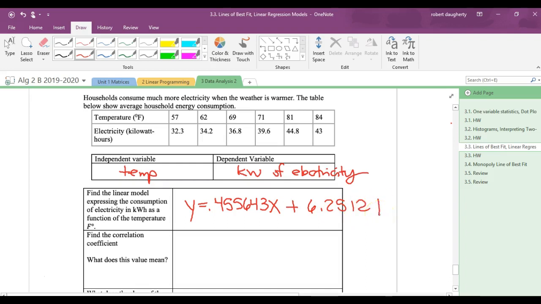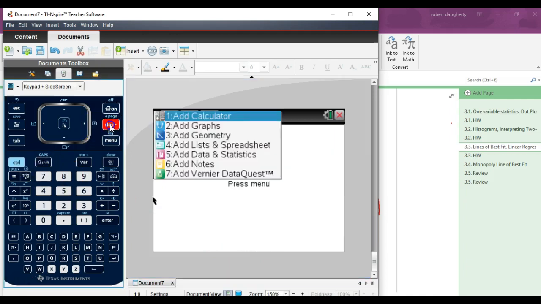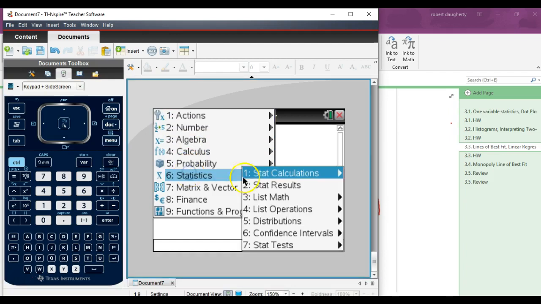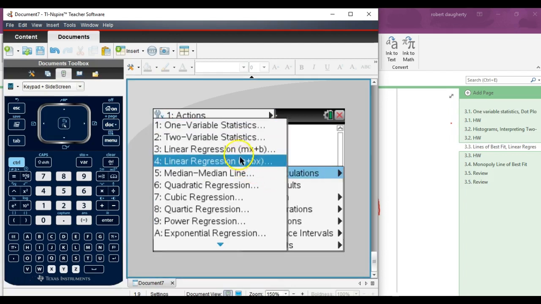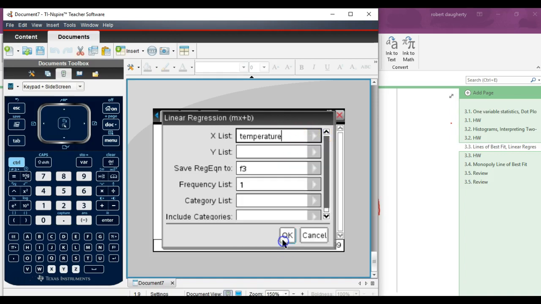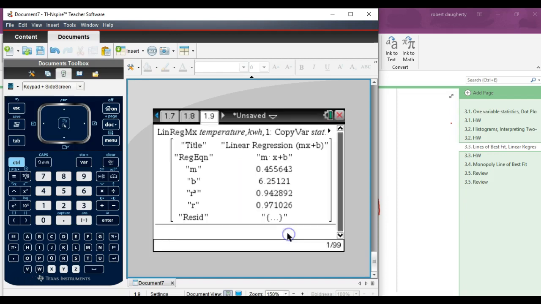So that's the equation of the line that gives me the kilowatt usage based on the temperature, okay? Now that's one way to find it. The other way of finding it, how do I find the correlation coefficient? What do I do there? I create a calculator page, menu, statistics, stat calculations, linear regression. So it's temperature on the x-axis and kilowatt hours on the y.